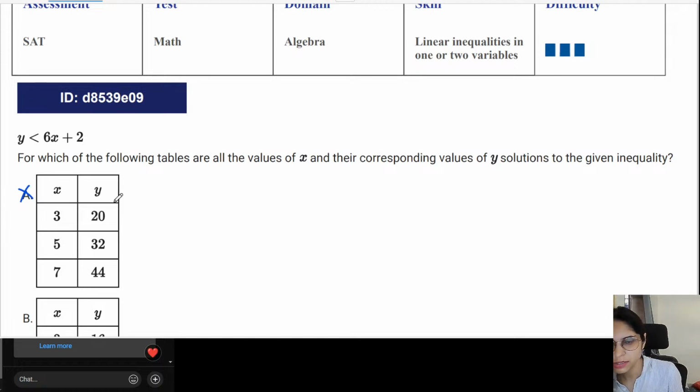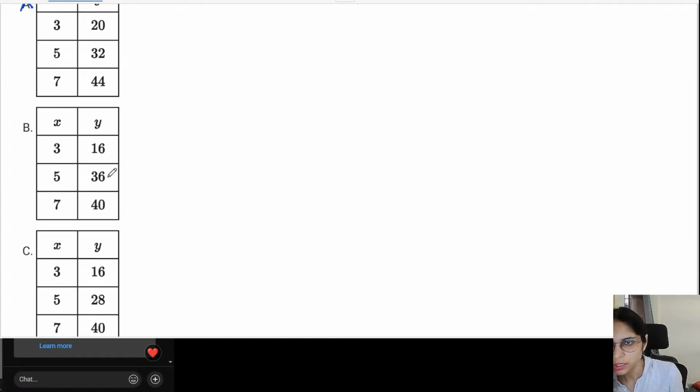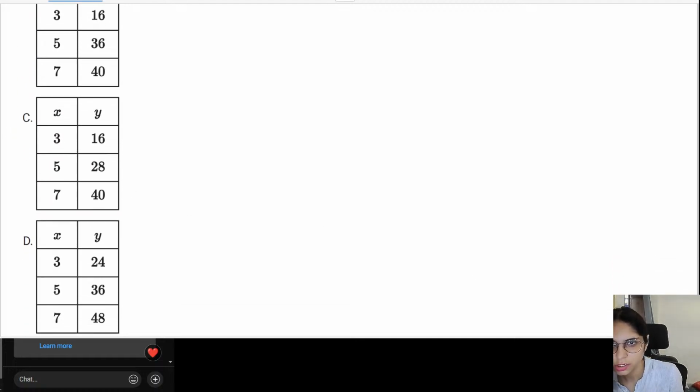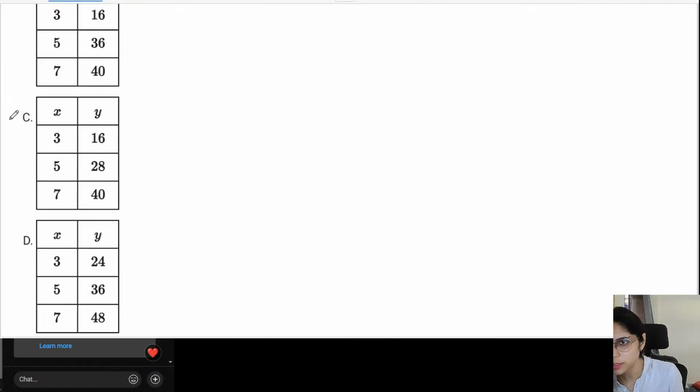So this can't be it because this is equal to 20, 32, 44. 36 is not less than 32, so this is also not the option. 16, 28, 40. 16 is less, 28 is less, 40 is also less, so this is my answer. 24, 36, 48, so 36, 48 is not going to work. 20 is also not going to work. This is because y is greater than 6x plus 2. Got it?